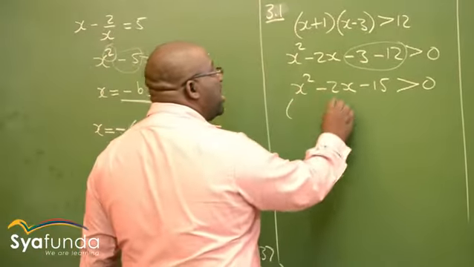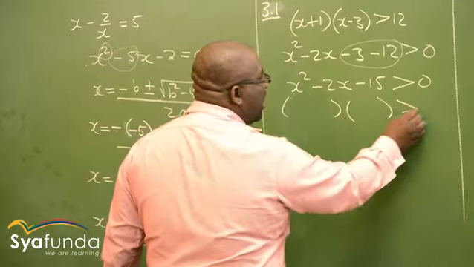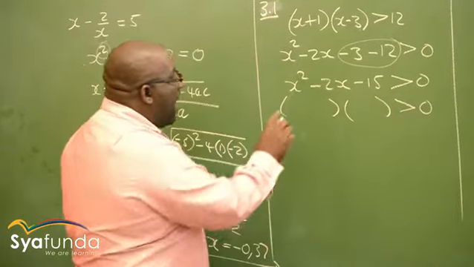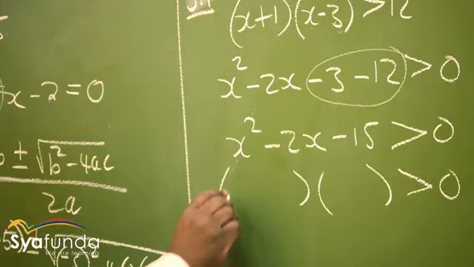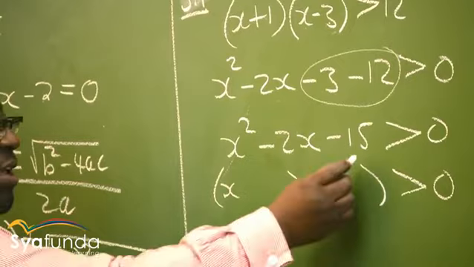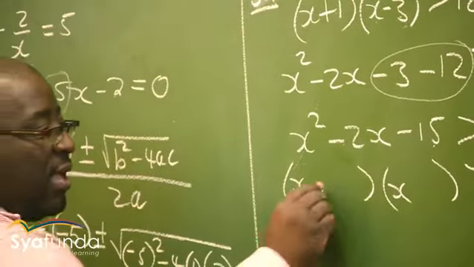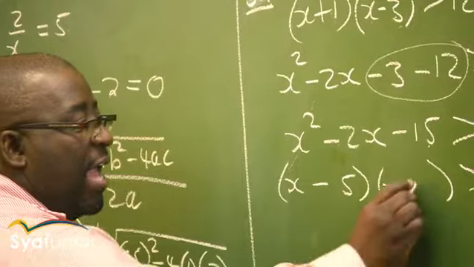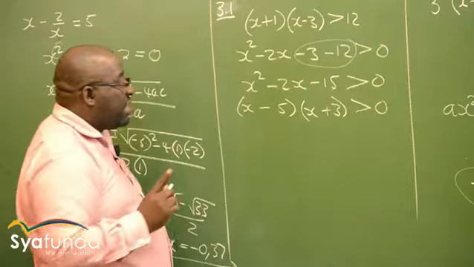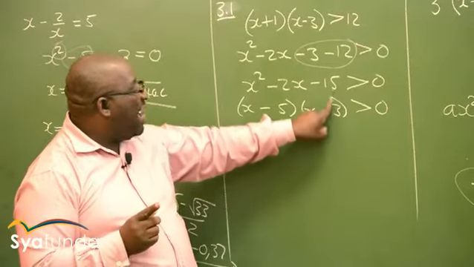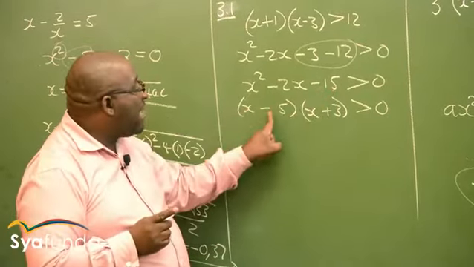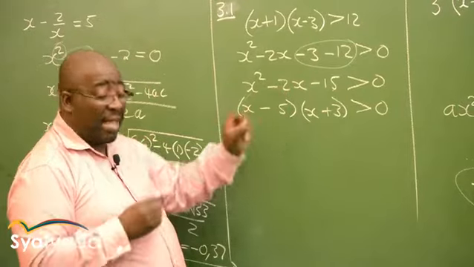So we can factorize this. This is greater than 0. X squared is easy to factorize, it is x times x. How can I factorize minus 15 such that I've got minus 2? We said I have to have minus 5 and positive 3. At the same time, when I multiply these two, I must get that term, and when I add these two, I must get the middle term.